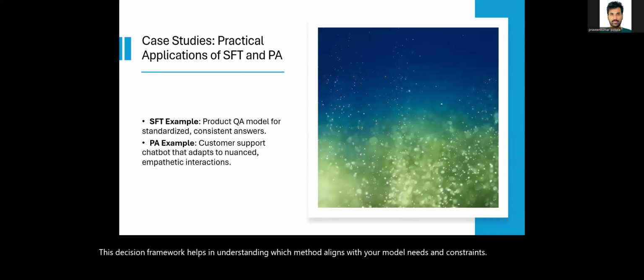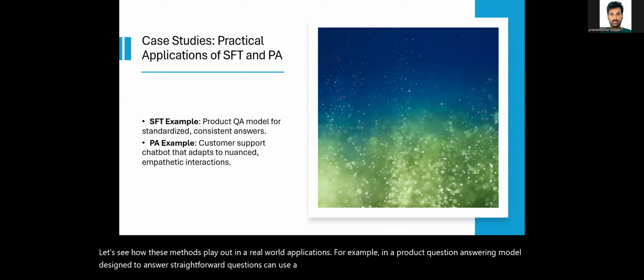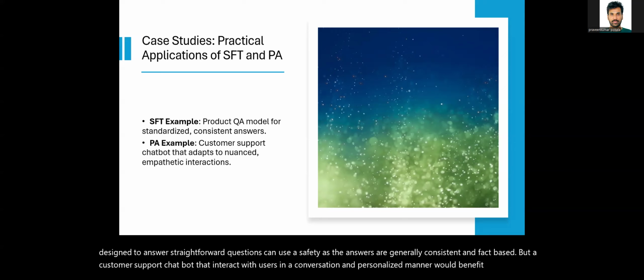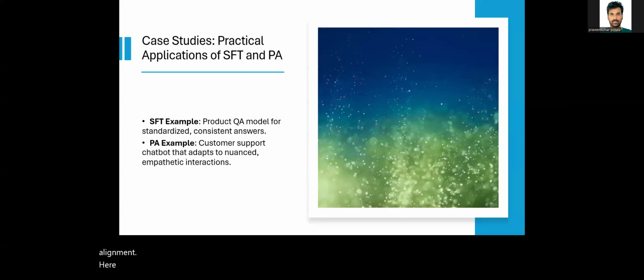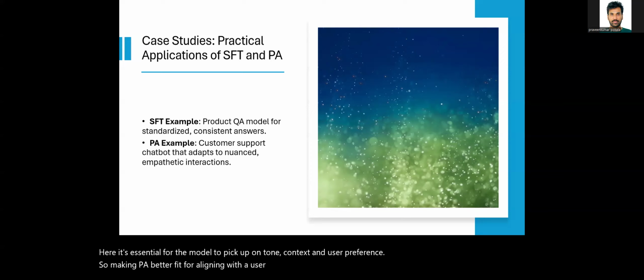Let's see how these methods play out in real-world applications. For example, a product question answering model designed to answer straightforward questions can use SFT, as the answers are generally consistent and fact based. But a customer support chatbot that interacts with users in a conversational and personalized manner would benefit from preference alignment. Here, it's essential for the model to pick up on tone, context, and user preferences, making preference alignment a better fit for aligning with user expectations and delivering a nuanced experience.